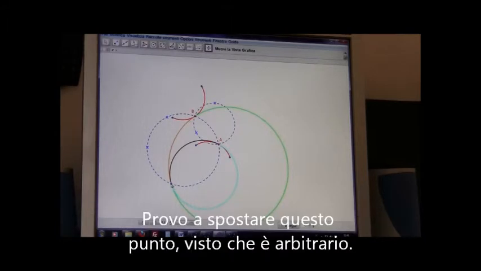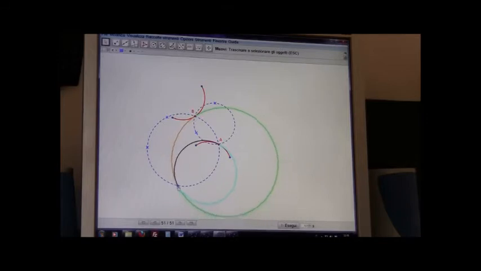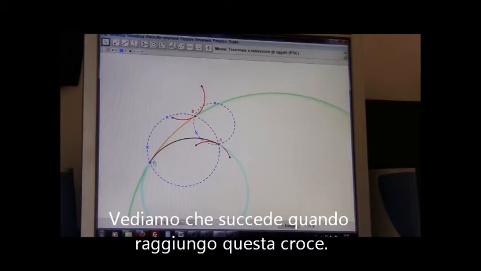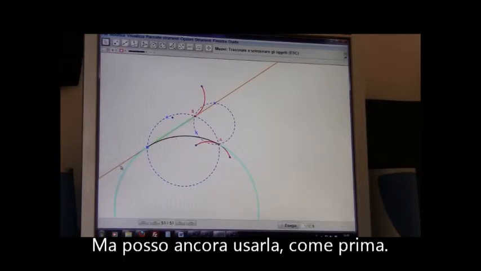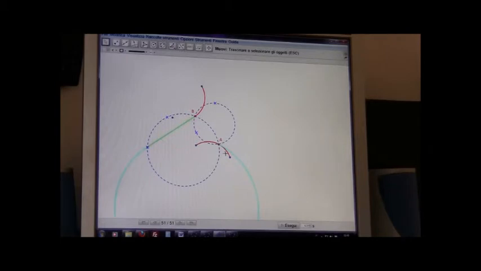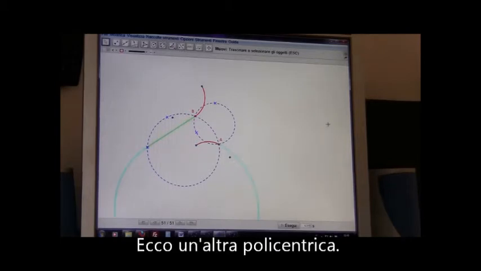We can move along this point because there's only one of the choices. I can choose any point on this circumference. So let us do that and see what happens. See what you get? If I go in this direction, see what happens when I get to this cross. The big circumference becomes a straight line. But I can still use it just as I did before. Get rid of the yellow bit, and so on. So this is also a polycentric curve.